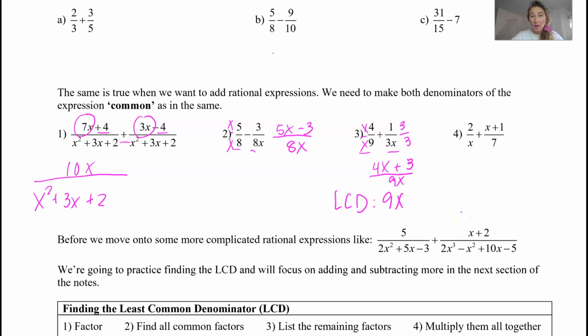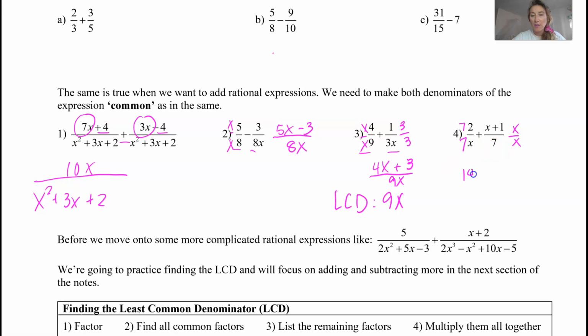And so on number 4, what's our LCD going to be? Well, they don't have anything in common, like 2 and 3 had some numbers in common, so that one would just be 7x. So that was really fun, a little bit of practice. So I times this one by 7 over 7, this one by x over x.